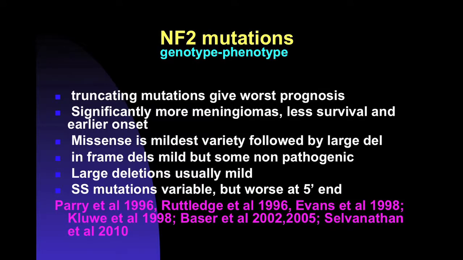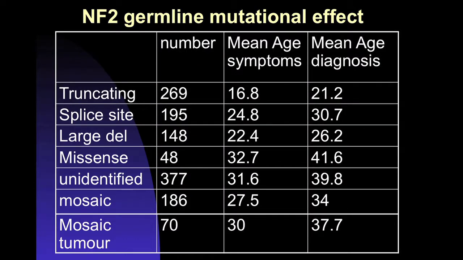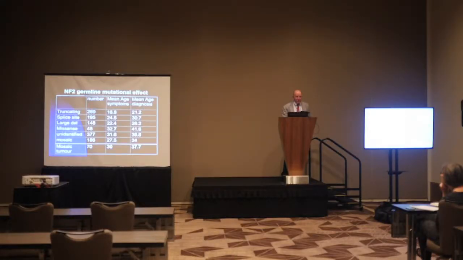So there is a clear correlation between your genotype, the genetic mutation that you have in NF2, and how severely you're affected. And particular types of mutations called truncating mutations give you the worst pattern. Other mutations which just change a single amino acid in the protein, called missense mutations, give you the best prognosis. And that's sort of reflected in here, where you can see that for a missense mutation, mean age at diagnosis is over 40 compared to 21 for a truncating mutation.